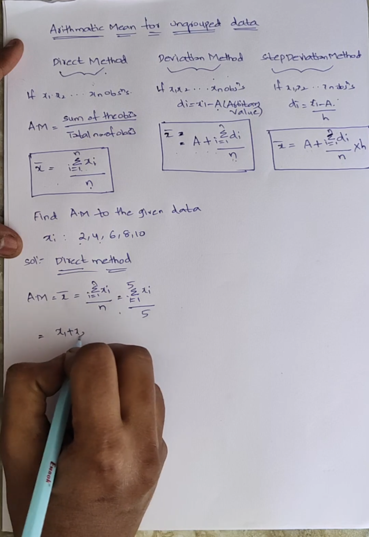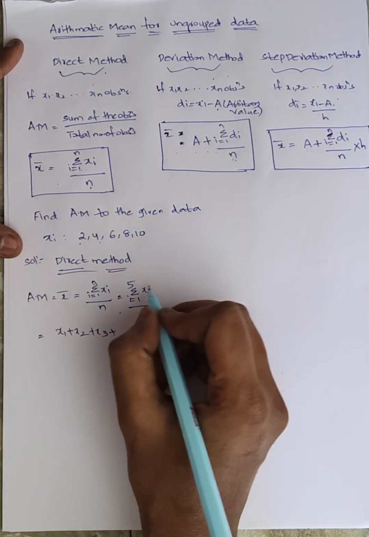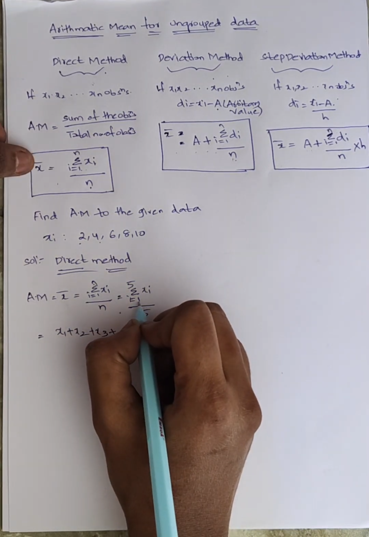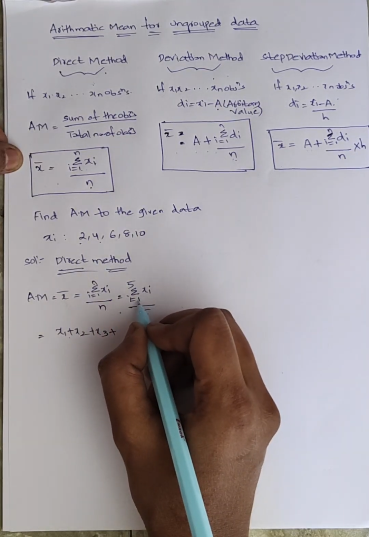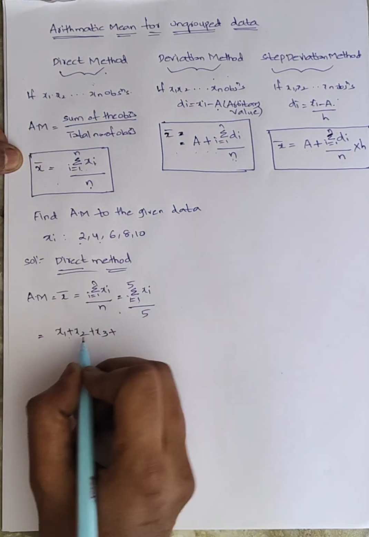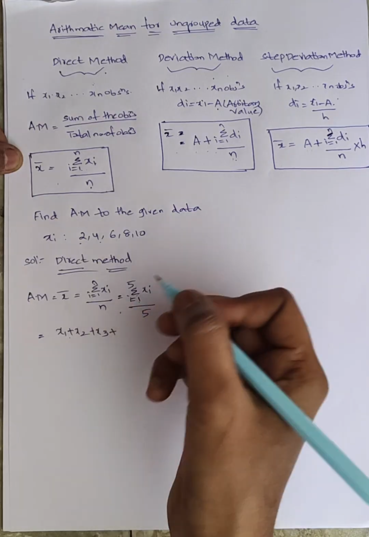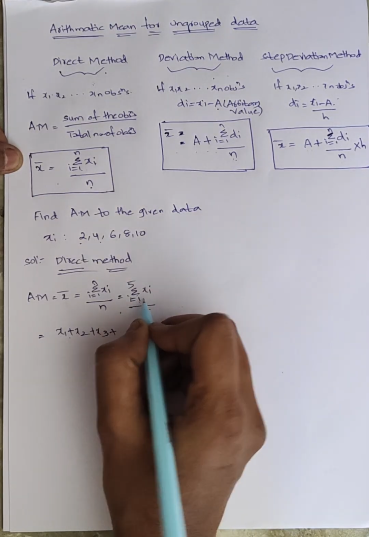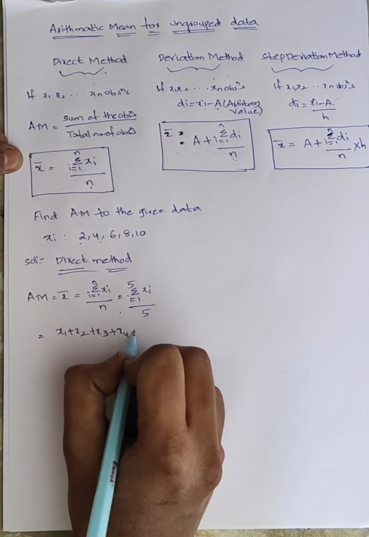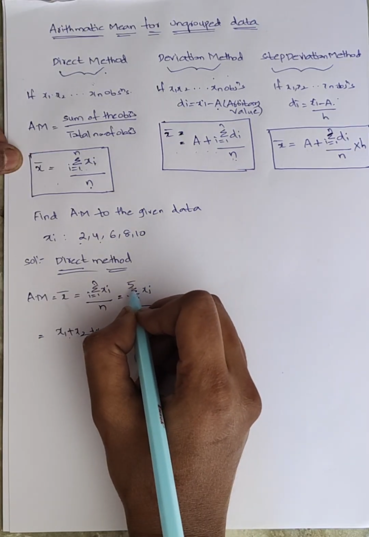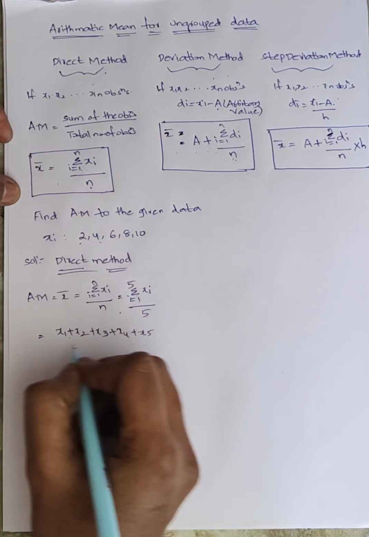So x1 plus x2 plus x3. Here suppose if you substitute i is equal to 1, then it will become x1. Summation means plus. Next i is equal to 2, then x2. Next x3 for i is equal to 3, plus i is equal to 4, x4, till where, up to 5. So the last value is 5.